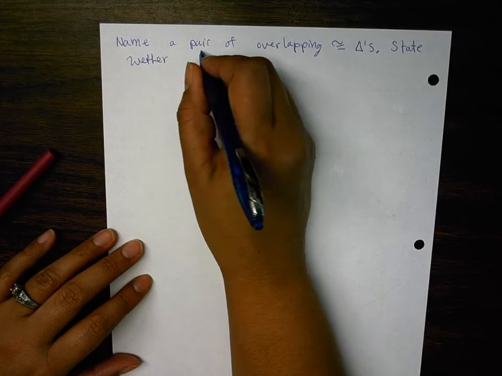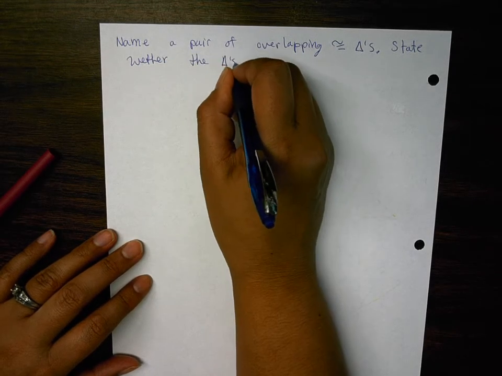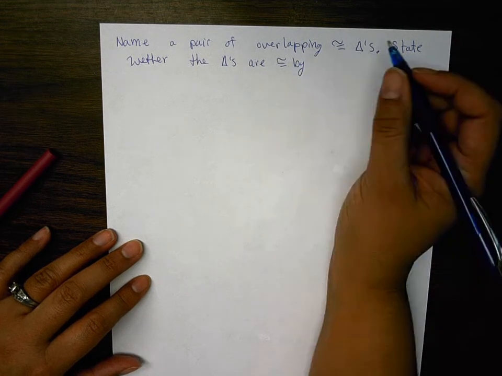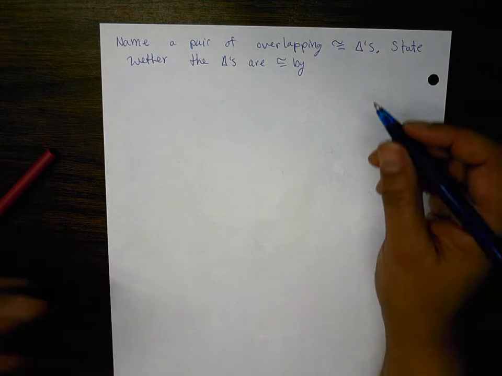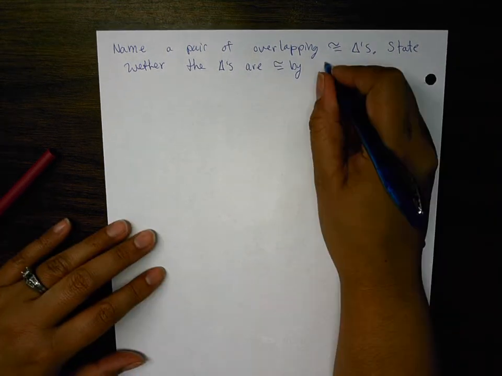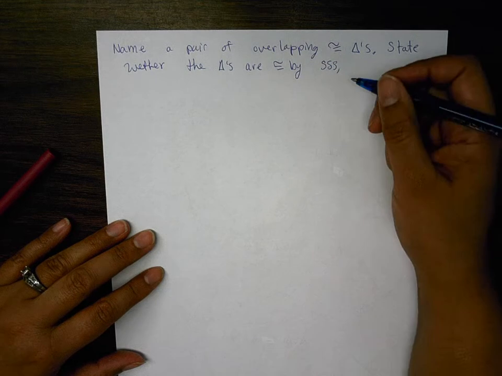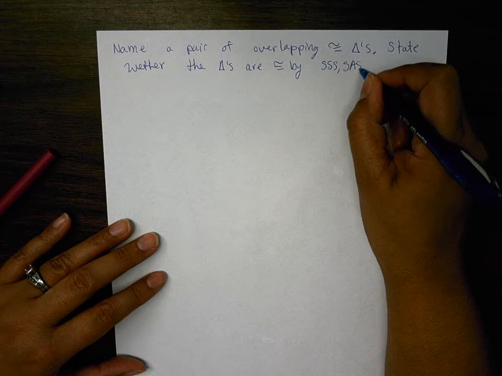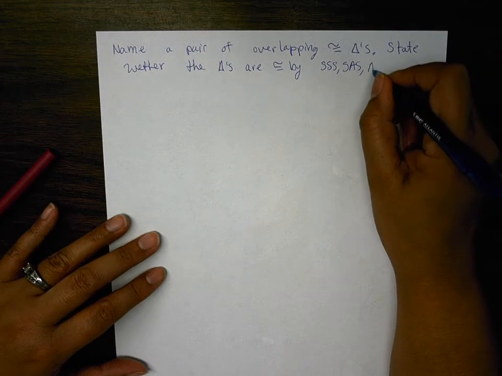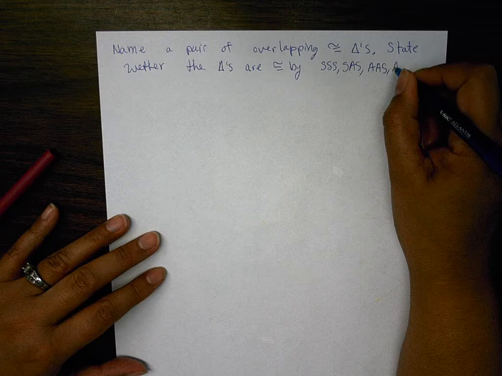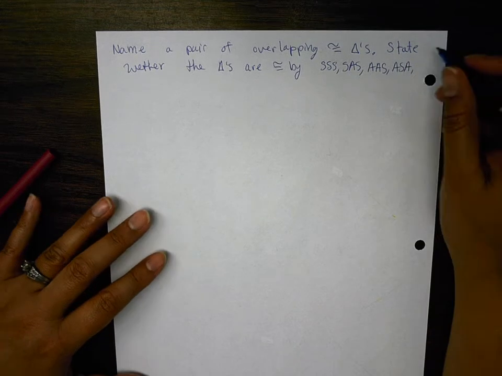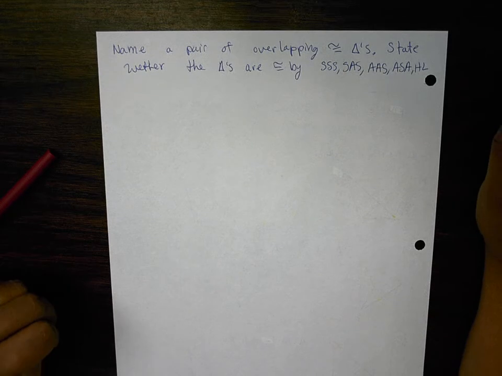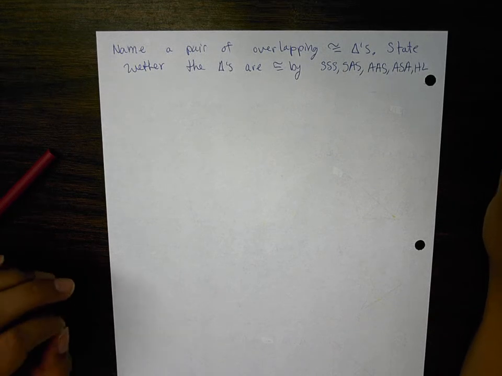State whether the triangles are congruent by what are our 5 choices. I'll start you off. Side, side, side. What else is there? Thank you. Side, angle, side. Another one. Angle, angle, side. Angle, side, angle. And the one we just learned on Friday. Hypotenuse, leg, HL. All right, those are our choices.